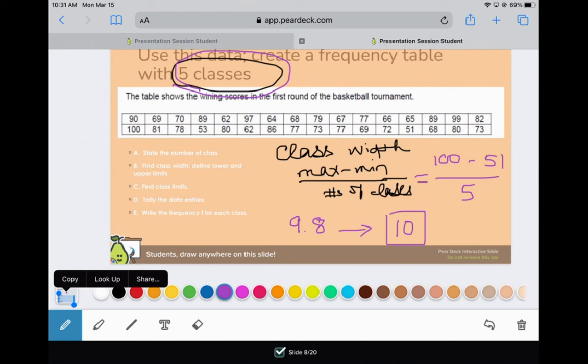Okay. So for class width, you look for the highest minus the lowest and divide by the number of classes. What I will do at the end of the class is turn this into student pace, and then you can always go back and change and take notes. So you should be able to have this for you.